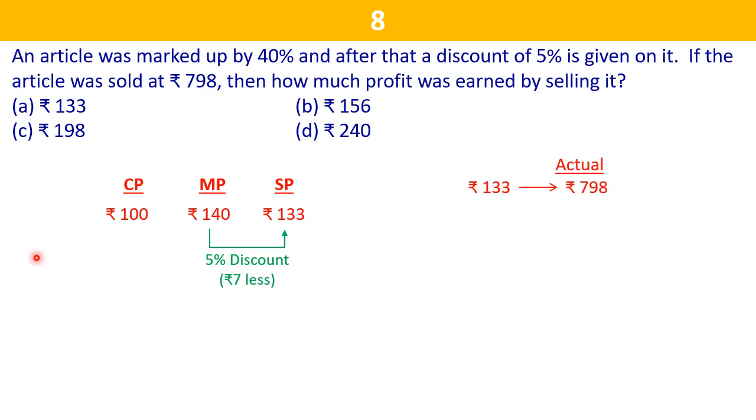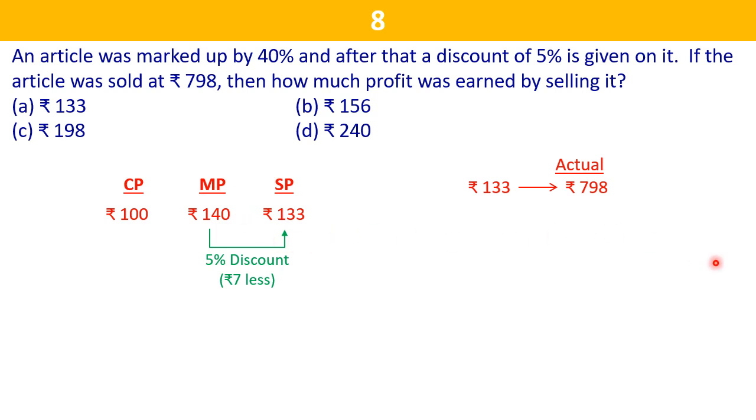So let us correlate this like this. 133 as per our assumption is equivalent to 798 rupees in actual. Now what is asked in the question? How much profit was earned by selling it? In our assumption, he makes a profit of 33 rupees because the article was purchased for 100 rupees and finally sold for 133 rupees. So here he is earning a profit of 33 rupees.